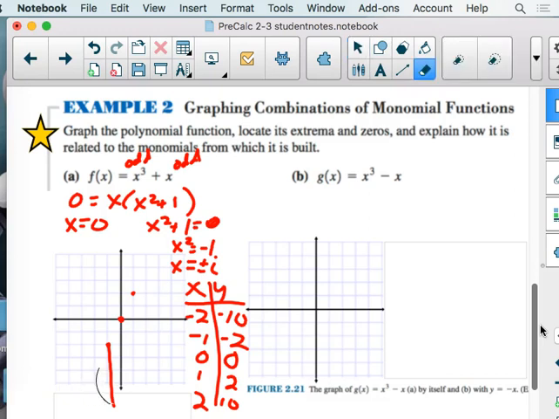Oh, great, it's not going to let me erase that either. Thank you, Smartboard.